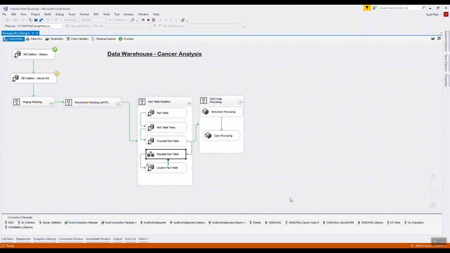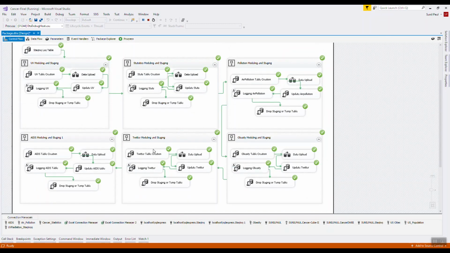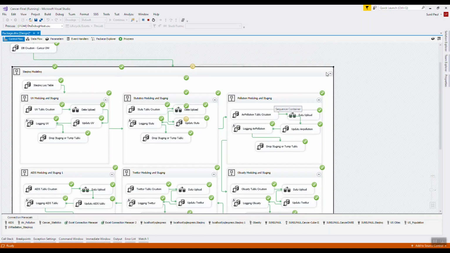A SQL Server Integration Services package is created in Visual Studio that has the process flow for data warehouse deployment. It starts with database creation, staging area for initial load, dimension table creation and loading, followed by fact table modeling, and finally SSAS cube processing. The basic flow at all levels is table creation, uploading data ensuring only new records are updated, logging the records count, and finally dropping all the temporary tables.